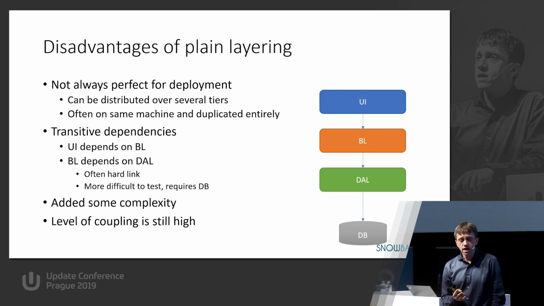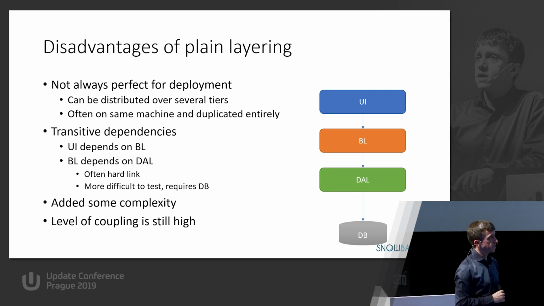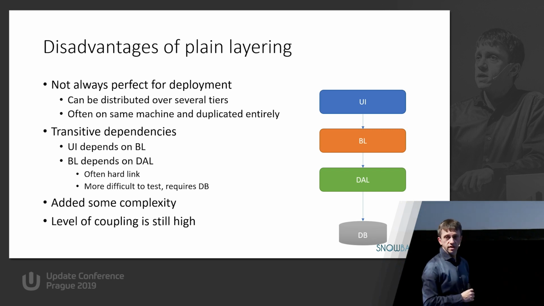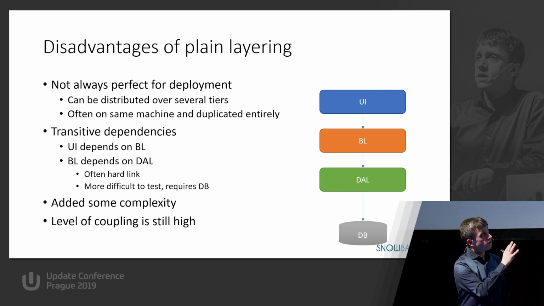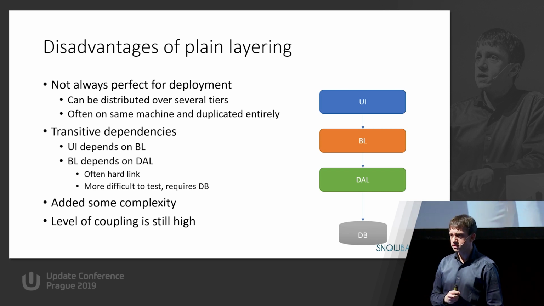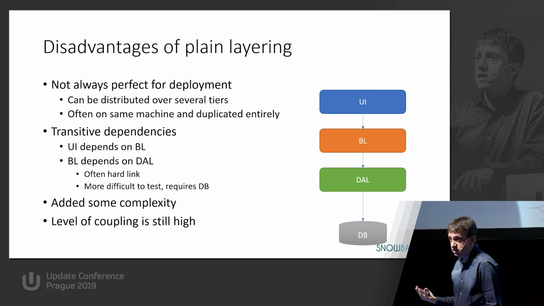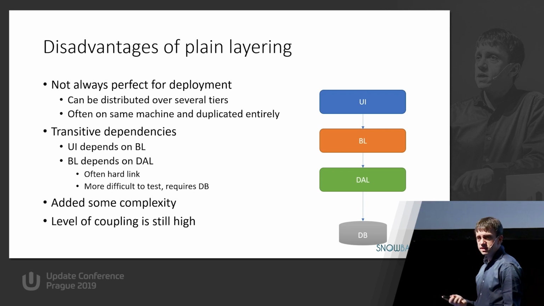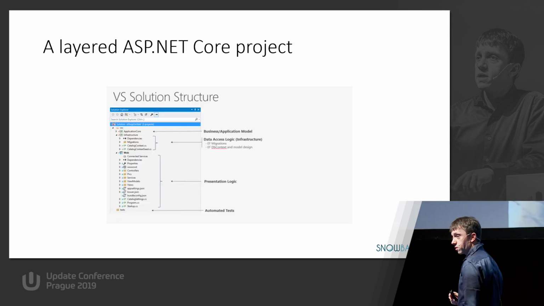Technically, the business layer cannot exist even without the data access layer. It's typically still a hard link. So you have what is known as transitive dependencies. You basically still have dependencies between the different layers. And like I said, it's already a bit more complex than what you have created.